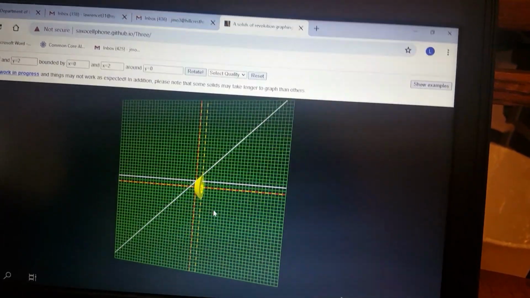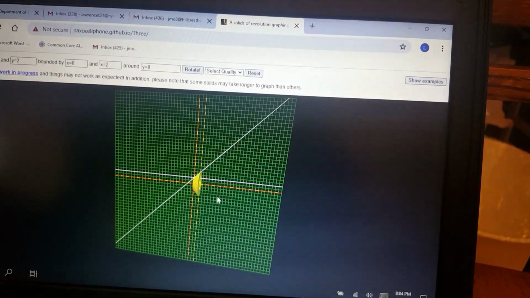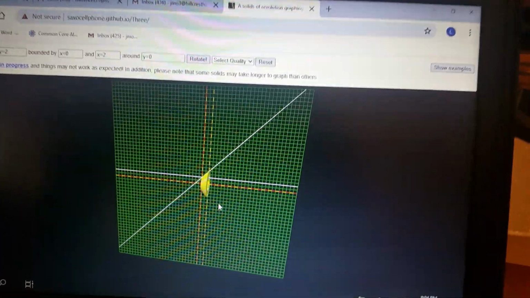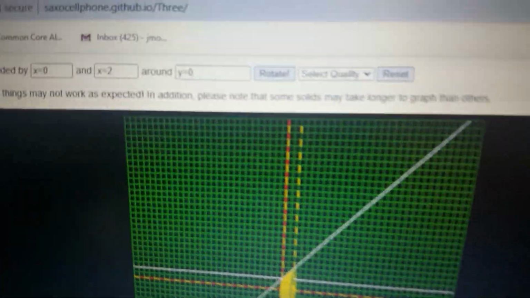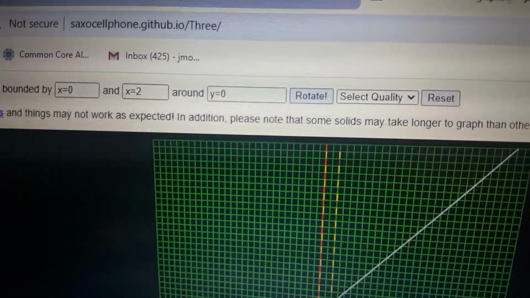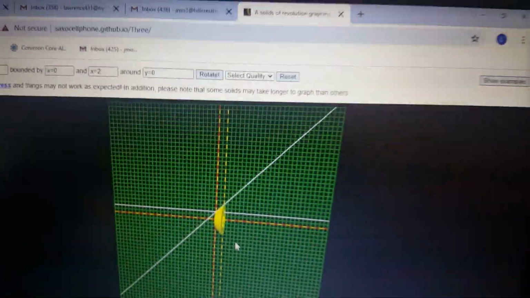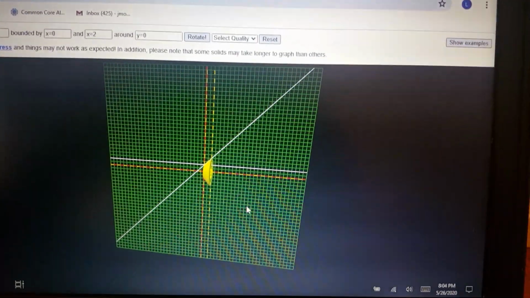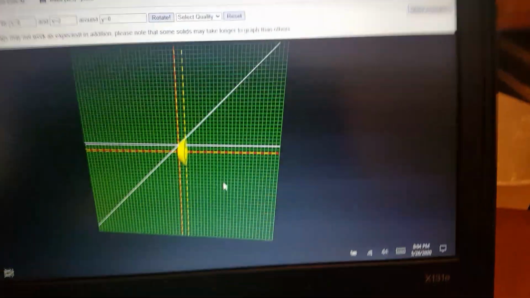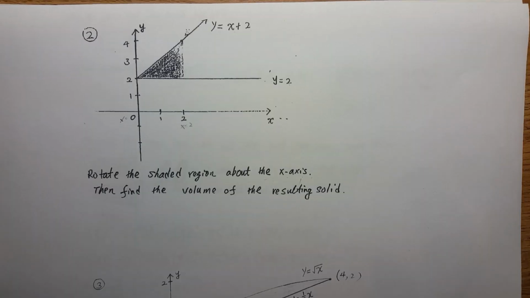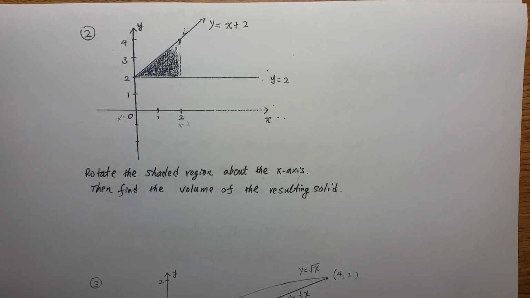If you want to try this program by yourself, you can. Alright, do you see the website? Alright, now we're going back to our 2D diagram. Okay, so now we're going back over here.